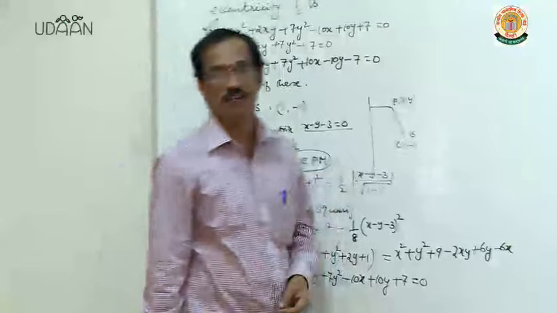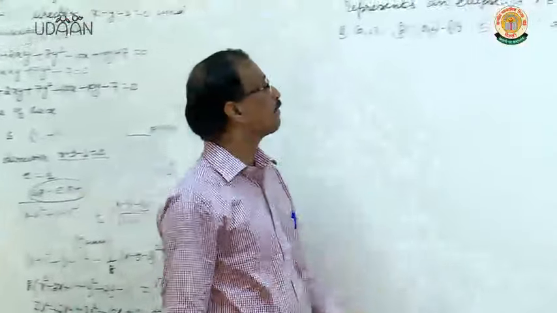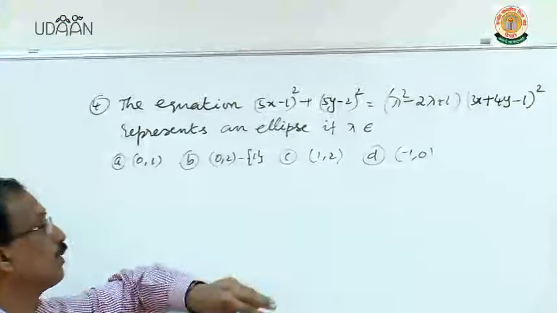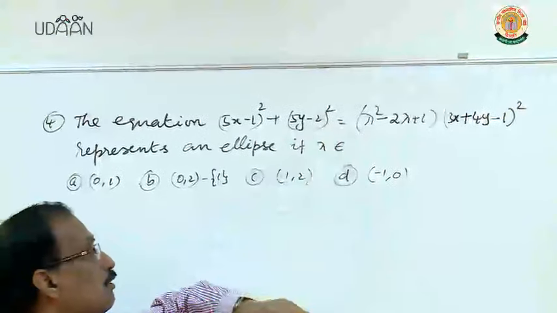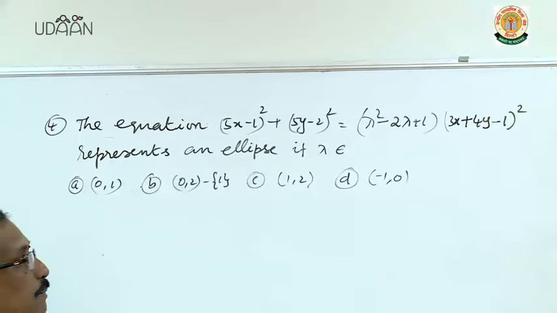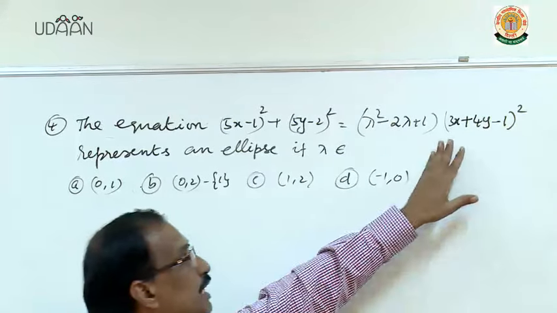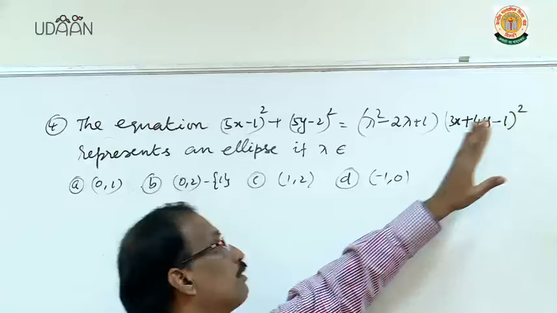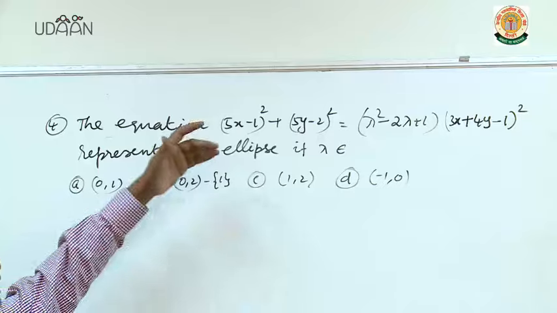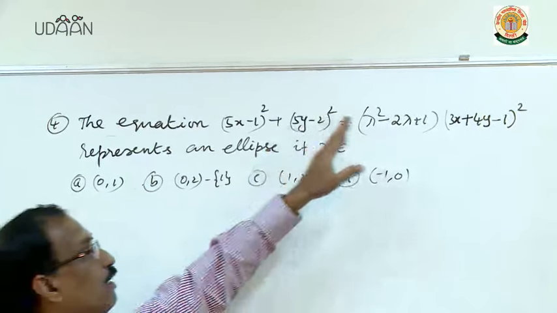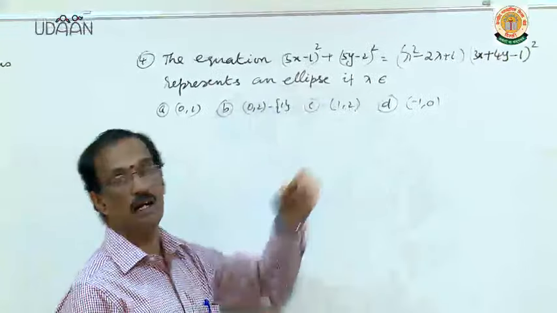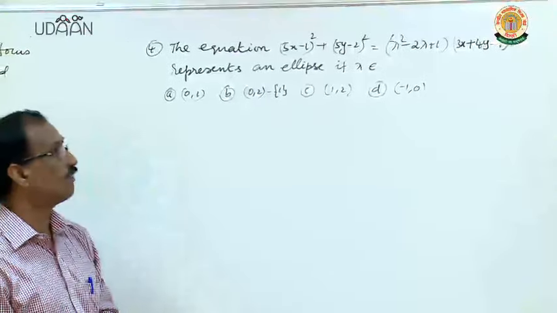Now the next example, the fourth one. The equation 5 into (x minus 1) whole square plus (y minus 2) whole square equals lambda square minus 2 lambda plus 1 into (3x plus 4y minus 1) whole square. This represents an ellipse. If it is representing an ellipse, then what value of lambda will we get, or which set of values does lambda belong to?